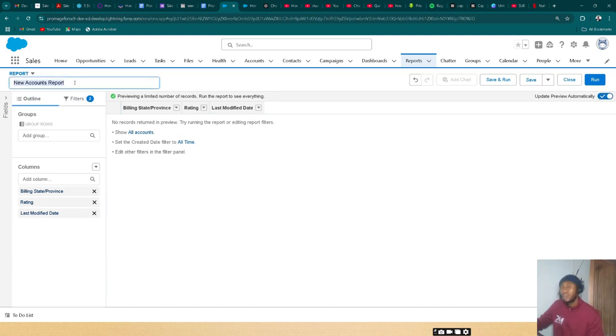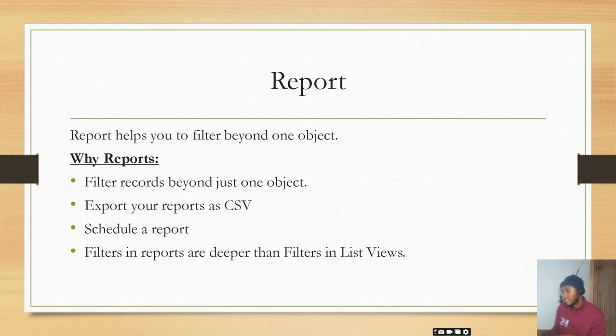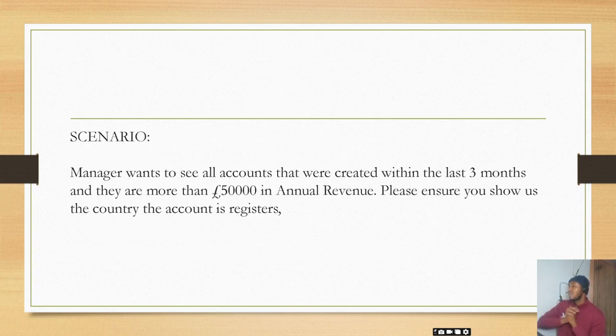First of all, let's create a scenario. Do I have a scenario template here? Let's see. Okay, good, I have a scenario template here. Now let's say your manager wants to see all accounts that were created within the last 3 months and they are more than £50,000 in annual revenue. Additional condition: please ensure to show us the country the account is registered. We'll take it one by one.